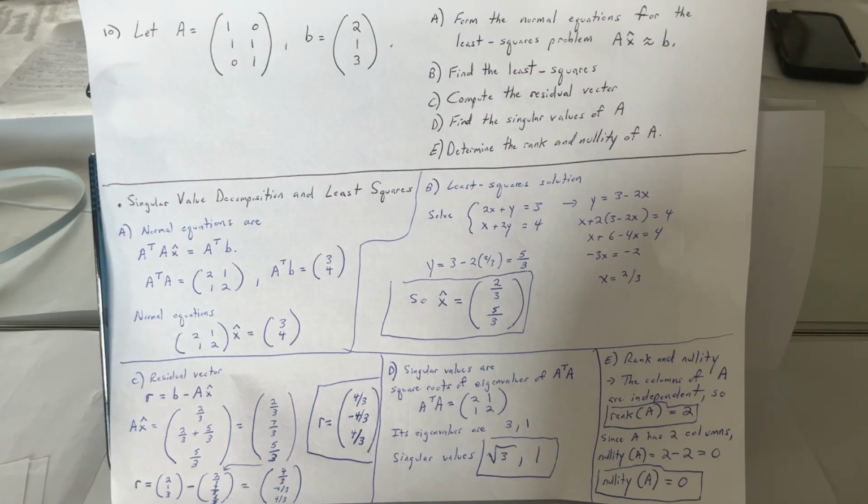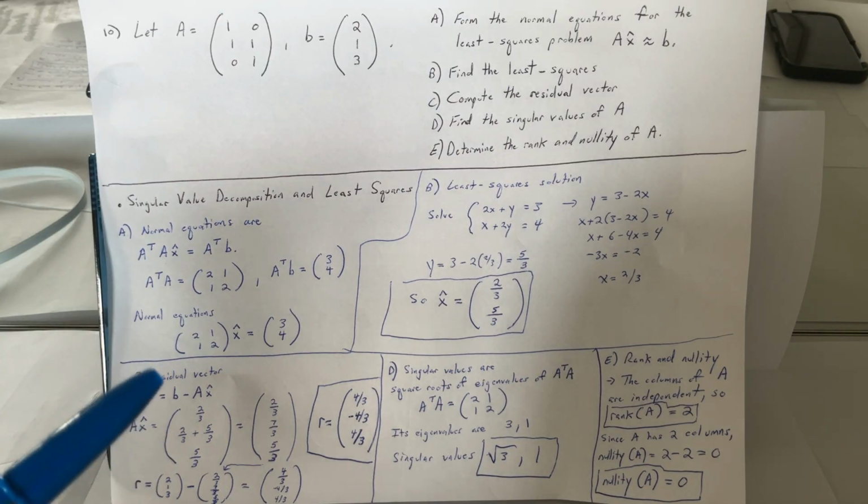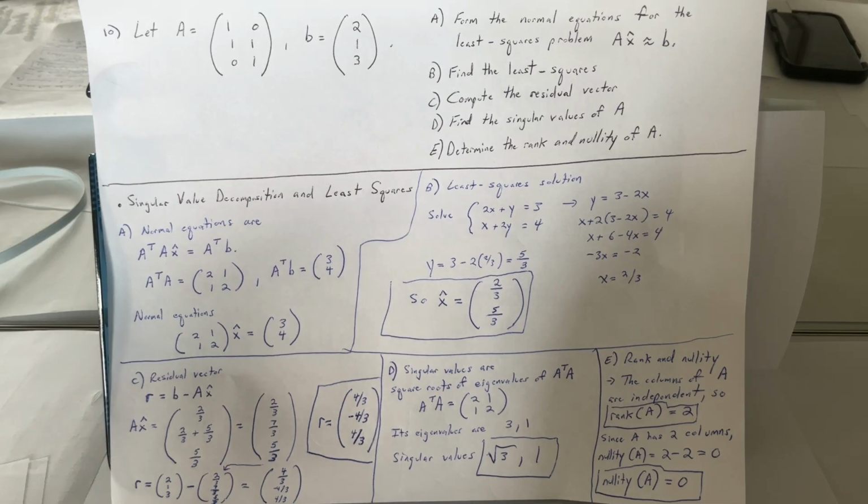For part C, compute the residual vector. The residual vector is r equals b minus A x hat. A x hat equals the column 2/3, then 2/3 plus 5/3, 5/3, which becomes column 2/3, 7/3, 5/3. And now to compute r, we take 2, 1, 3 minus this column 2/3, 7/3, 5/3. When we subtract, we get 4/3, negative 4/3, 4/3. So our residual vector r is 4/3, negative 4/3, 4/3.